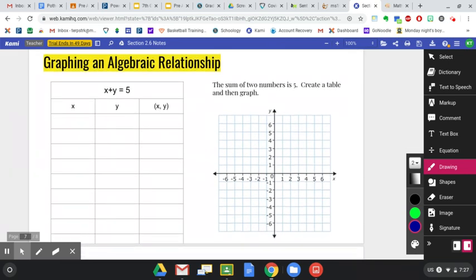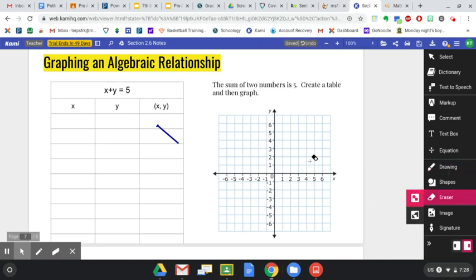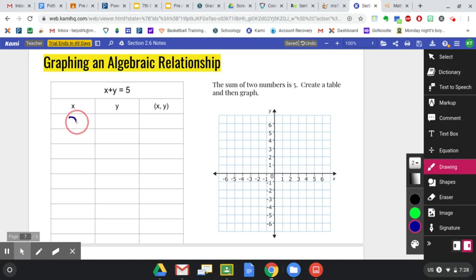All right, next up is graphing an algebraic relationship. Okay, it says the sum of two numbers is 5, and create a table and then graph. Okay, so now we want to create this table where my x value and my y value add up to 5. So I'm going to just pick two values that add to 5, right? An easy one is if this one's 0 and this one's 5.